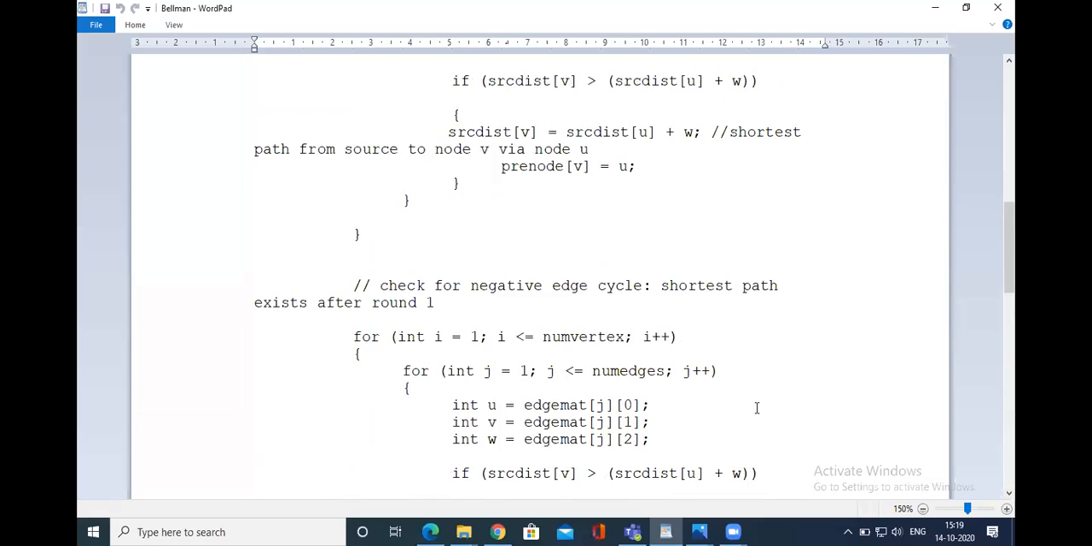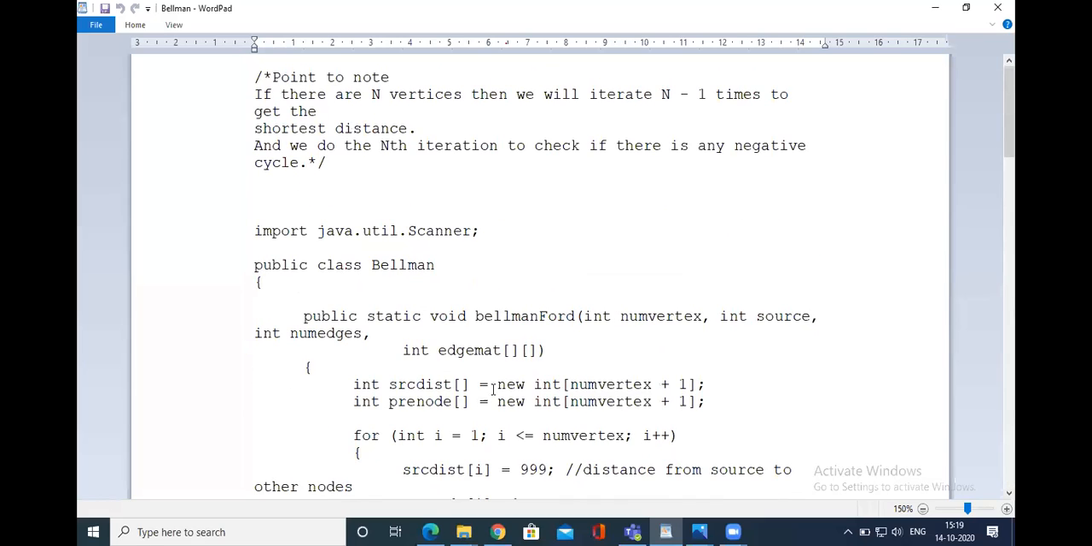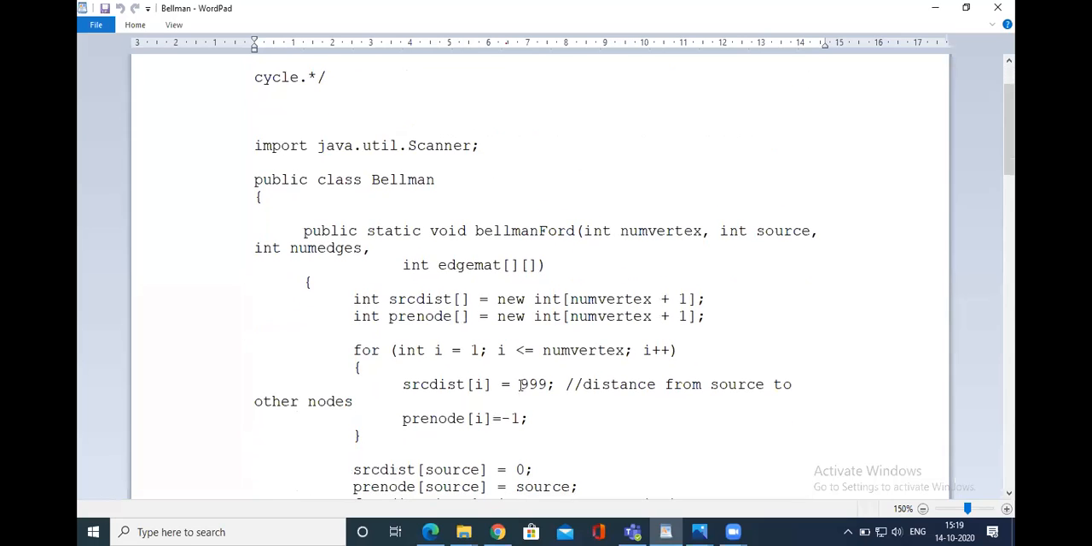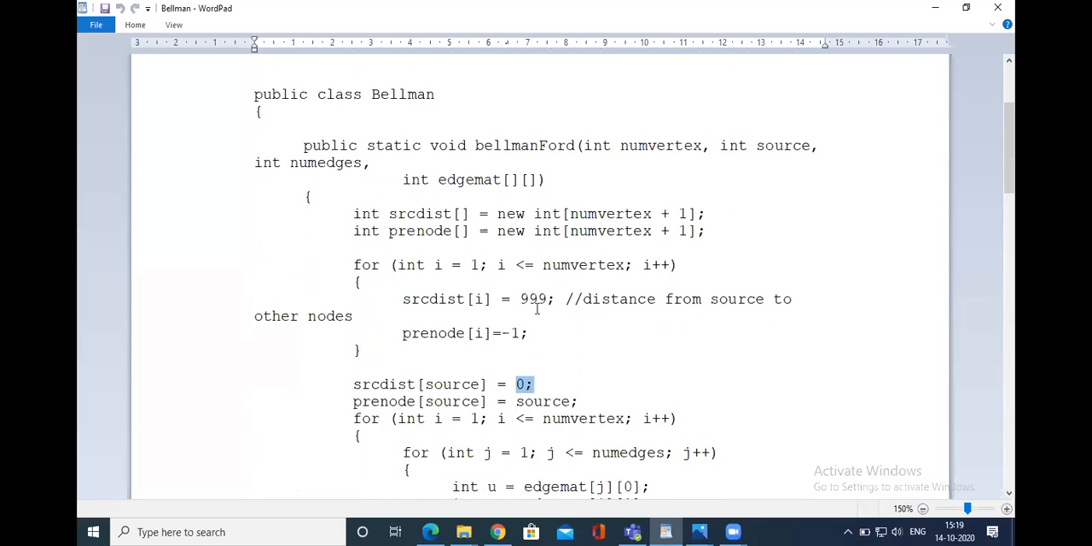So in Bellman-Ford, what is the concept we have? As I said, the source vertex is initialized to 0, whereas all the distances of v are initialized to infinity. Distance from source to other nodes is infinity, you can see here. The predecessor node is minus 1. The source distance of i equals infinity. Clear? So this is Bellman-Ford.